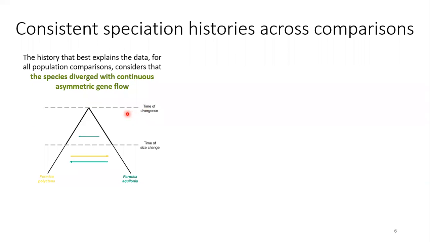After divergence, migrants flow only from the F. aquilonia population into the F. polyctena population. And then at the time of the size change, when the populations are allowed to either expand or contract, migration becomes bidirectional, as both populations are allowed to send migrants into the other.